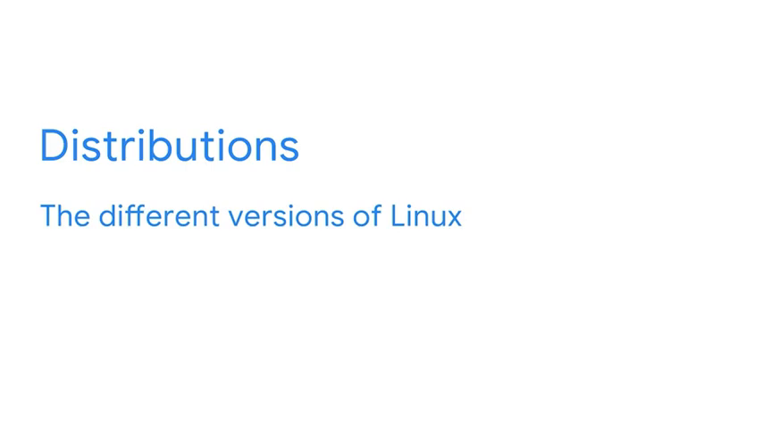Let's learn a little bit more about Linux and what you need to know about this operating system when working as a security analyst. Linux is a very customizable operating system. Unlike other operating systems, there are different versions available for you to use. These different versions of Linux are called distributions. You might also hear them called distros or flavors of Linux.